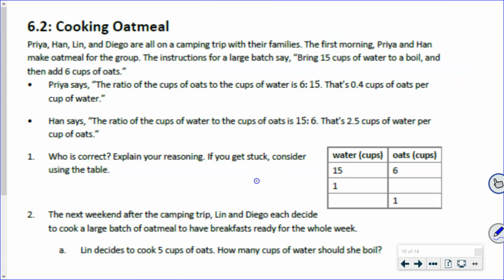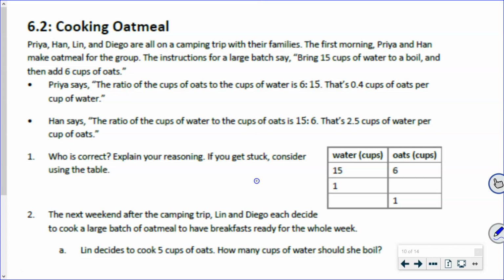And I already know that you all cook. Y'all told me that you cooked with the tuna casserole. So now making oatmeal is just another recipe that we're going to be looking at. Okay, here's the situation. Priya, Han, Lynn, and Diego are all on a camping trip with their families. The first morning, Priya and Han make oatmeal for the group.